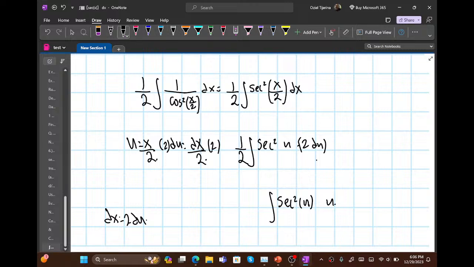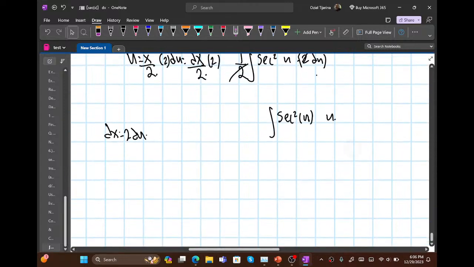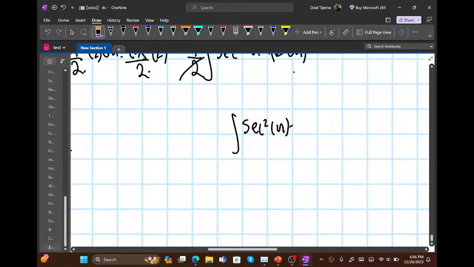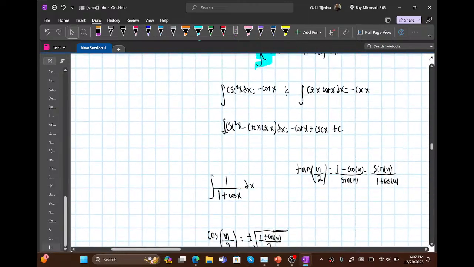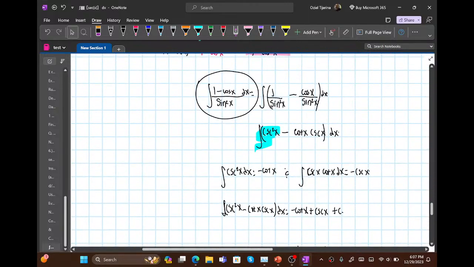Which is going to be, this will cancel out. We're going to do the integral of secant squared u du, which is tangent, right? It's tangent of u. Now, what's very strange with this one, though, well, okay, I got tangent of u for that.